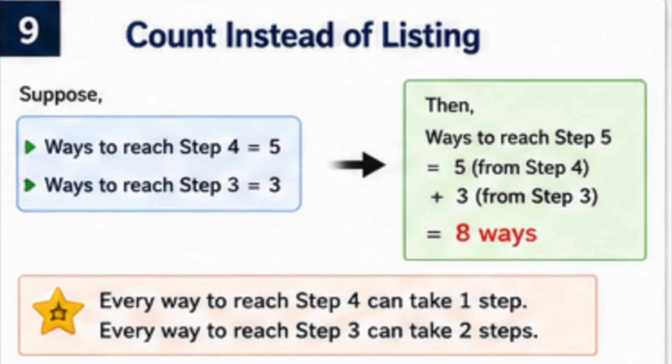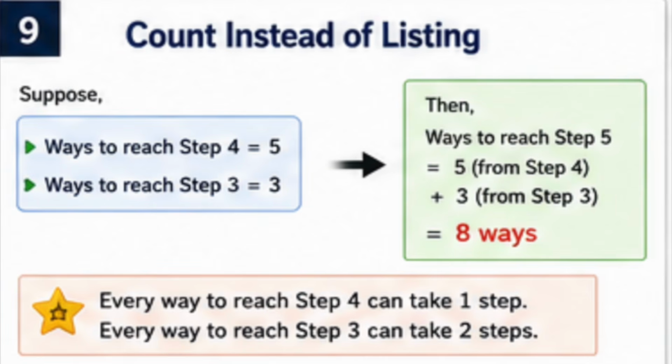This is where I would spend extra time because beginners often wonder, why are we adding? We are adding because these are completely different groups of possibilities. Group 1 ends with a one-step move from step 4. Group 2 ends with a two-step move from step 3. A particular path cannot belong to both groups. So there is no duplication. Therefore, we can safely add them.